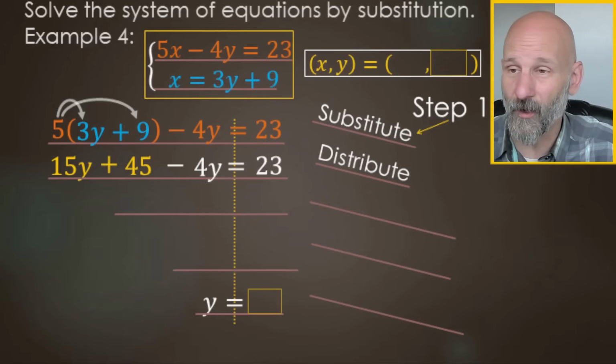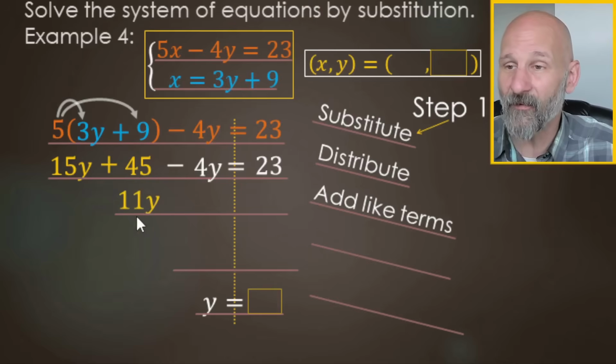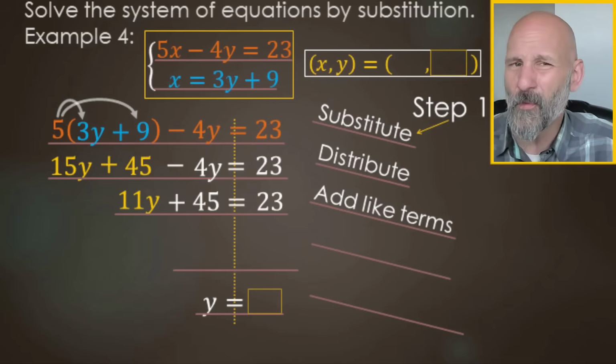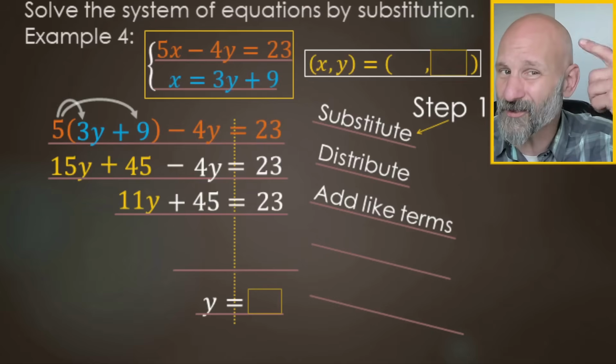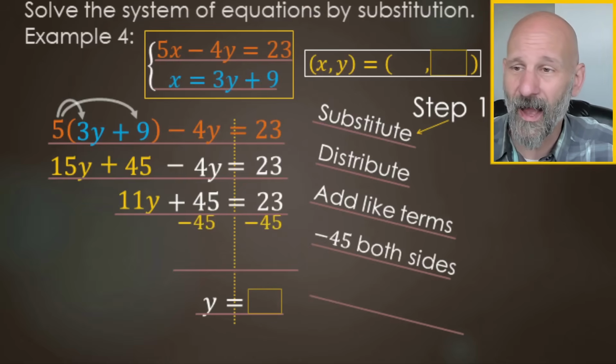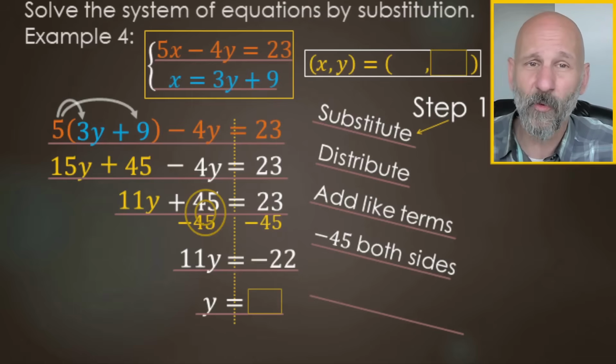Next up, add like terms. We have 2 y terms there and there, so those can be added. So 15y's minus 4y's is going to make 11y's. We still have the plus 45 and the equals 23 there. Now it's a two-step equation. This one we might have to pull out our calculators. The numbers are starting to get a little bit big. So either way, we're going to subtract 45 from both sides. So on the left side, we're going to have 11y, no more 45s, equals 23 minus 45. That's going to make a negative 22.